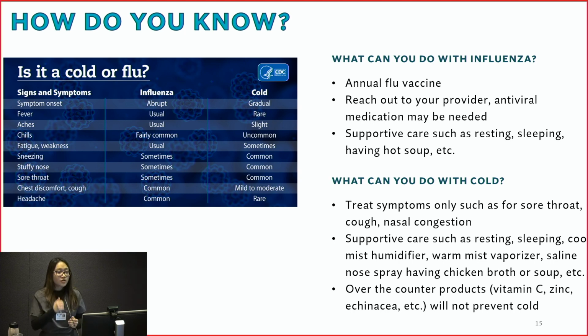One thing I want to emphasize is that sometimes you find over-the-counter products like vitamin C, zinc, and echinacea. Those will not prevent a cold. There's not enough data out there for us to recommend any product at this point to prevent a cold. You can take these products as a supplement, but if you take more than is suggested, it won't help with preventing a cold, and it can also cause side effects.